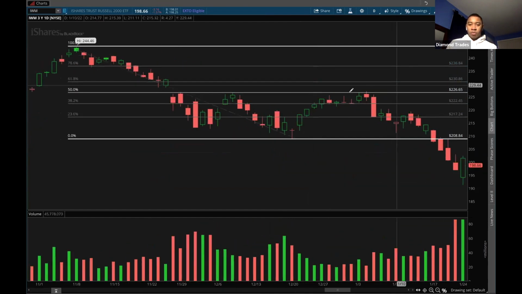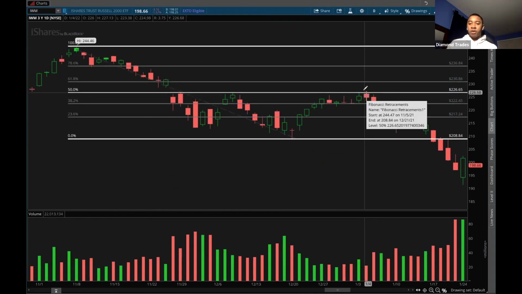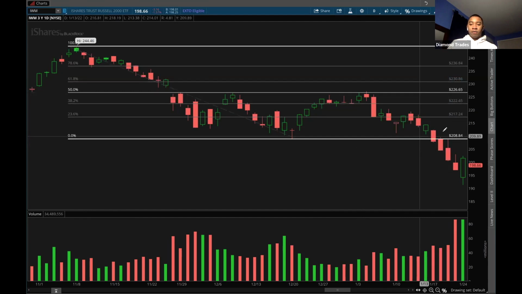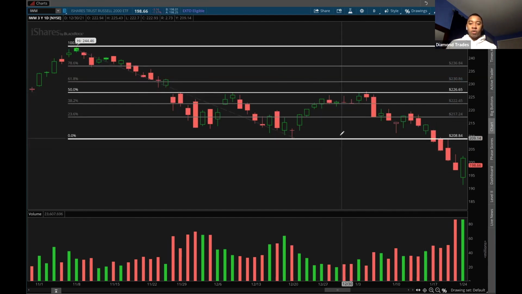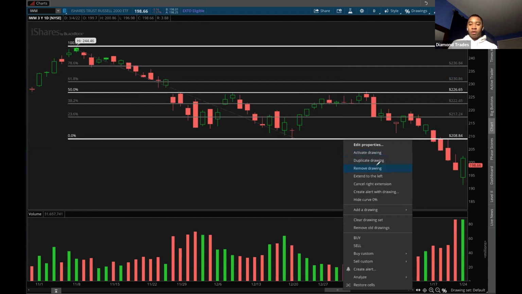You can see that we get this perfect bounce off the 50 here, the 50 fib retracement, before we wind up breaking this low. Once we break the low of the fib, that's when I know it's time to draw a new one. So I'd go ahead and I would delete that one.